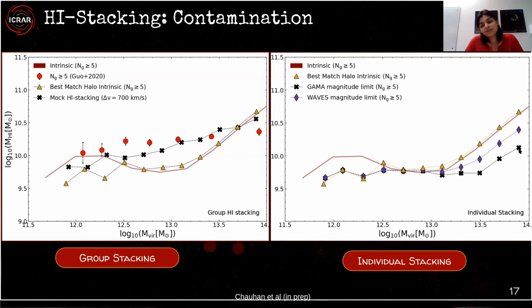And we see that if we go to a deeper survey, first of all, if we use individual stacking, the contamination is at its bare minimum. And with deeper surveys, we can also get more HI mass as compared to gamma.